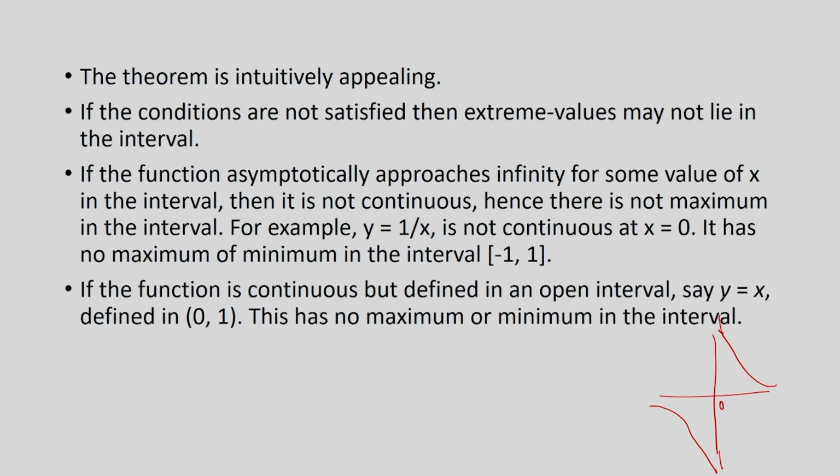If the function is continuous but defined in an open interval, say y is equal to x is defined over -1 over 0 to 1, then also the maximum or minimum is not guaranteed. This has no maximum or minimum in this particular interval, right, because as you approach x is equal to 1, then the value of the function goes on rising, and since it is an open interval, there is no maximum here.